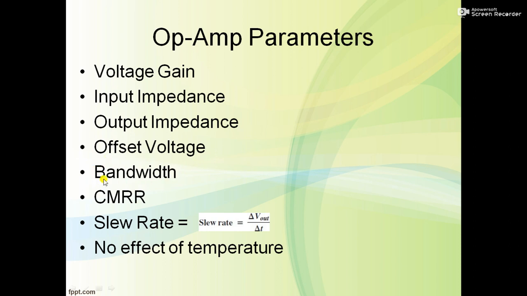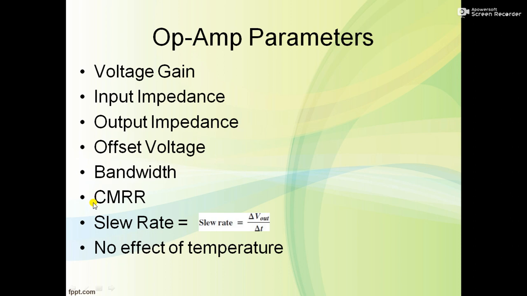The next parameter, bandwidth. Bandwidth is the difference between the higher frequency and lower frequency, the range of frequency over which the amplification performance is satisfactory. And this bandwidth value is also infinity.